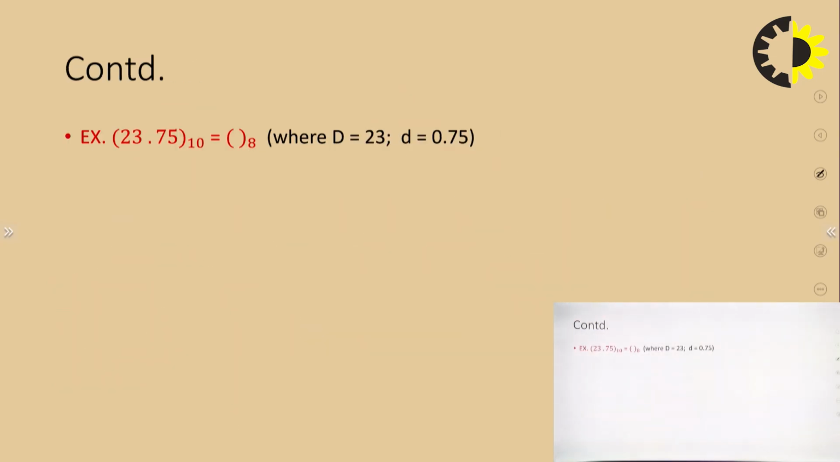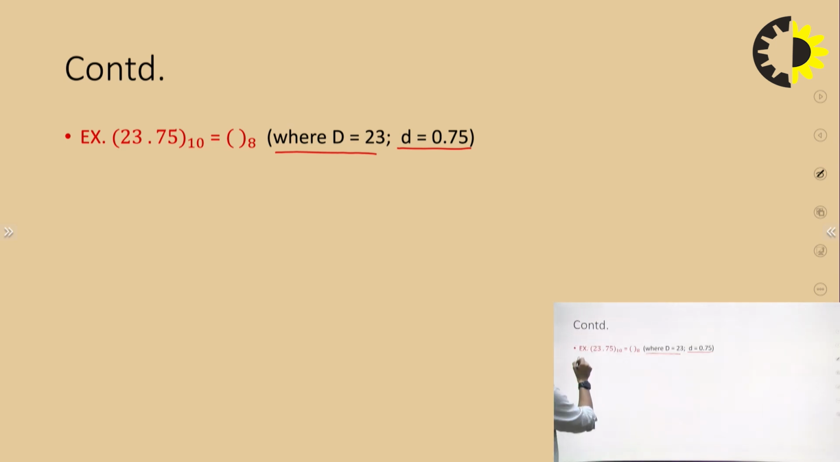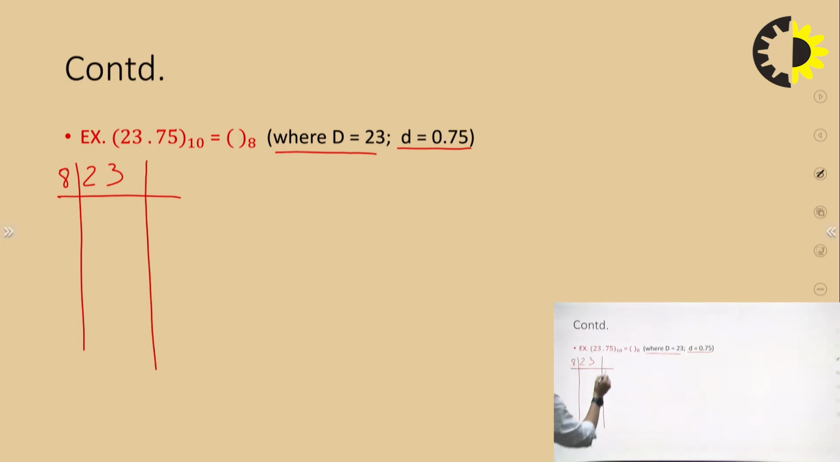For the second example, let's see how to convert decimal into octal. Again, we have to find the integer part and the fractional part. Here the integer part is 23. We have to divide 23 by the base of the system in which we want to convert, and here the base is 8. So we divide it by 8 and note down the remainders.